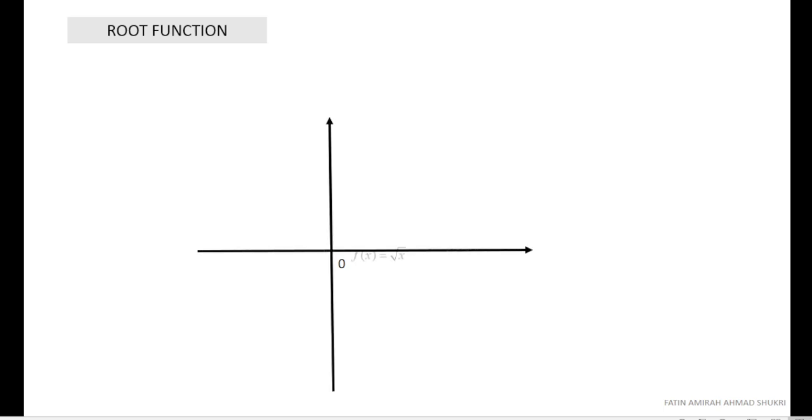So let's say you have a basic graph for the root function, square root of x. So what will the graph be? The graph will start from 0. If you look here, it is only above the x-axis. Why? Because it is a square root. A square root must always be positive. Okay, so this is the basic graph.